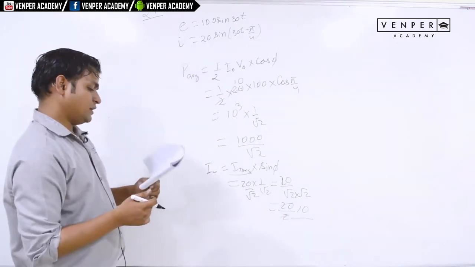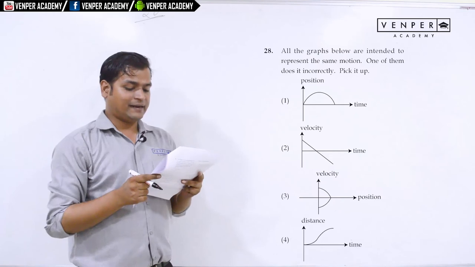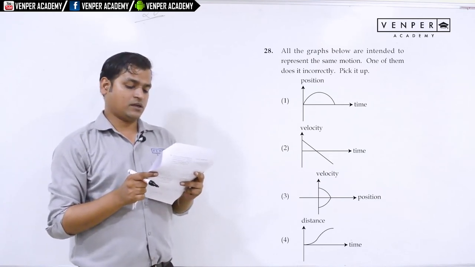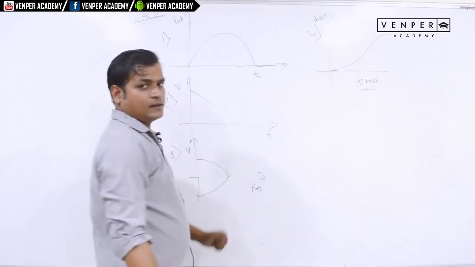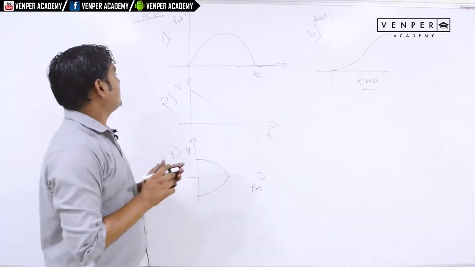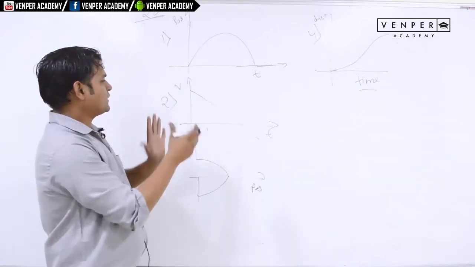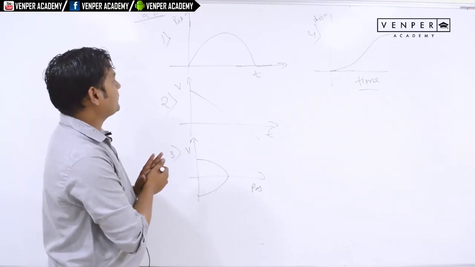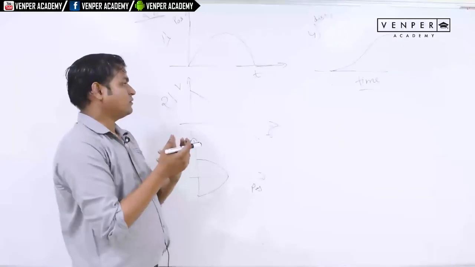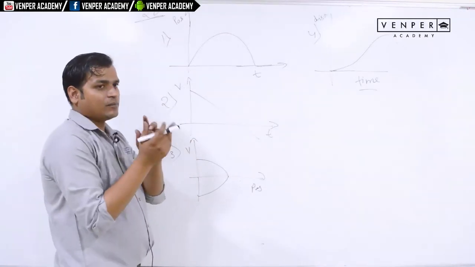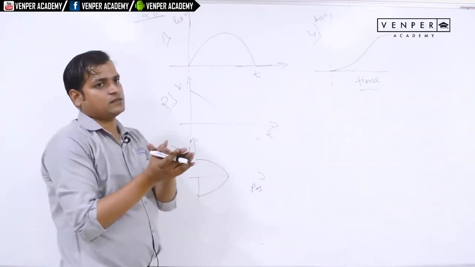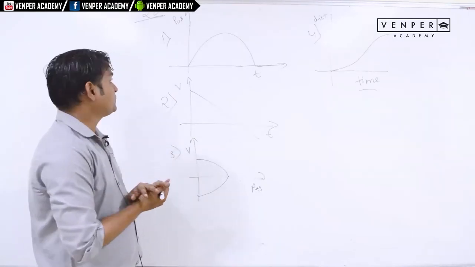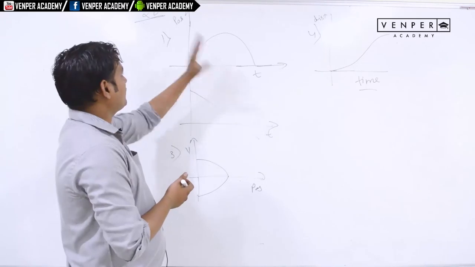Fourth option. All the graphs below are intended to represent the same motion. One of them does it incorrectly. See here, in question number 28, four graphs are given and they are representing the same motion. Out of these four, three are representing the same motion and one is not a correct representation for that motion. Okay, first we will see one by one.